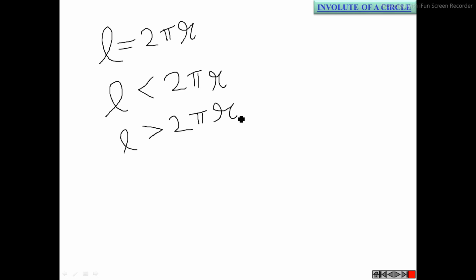Yes, sir. Okay. Let us discuss one by one all the three cases. I will first discuss the first case, that is L is equal to 2 pi r.